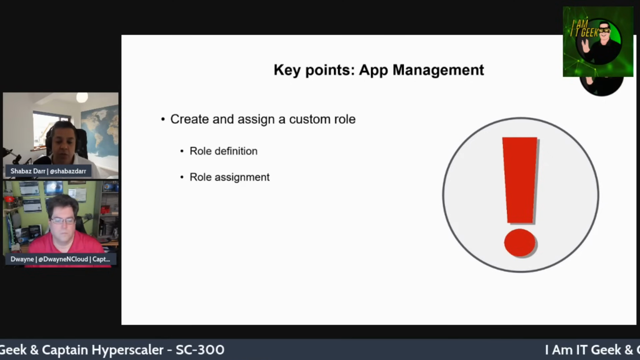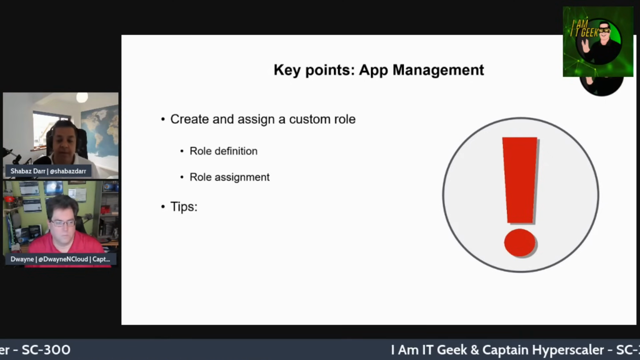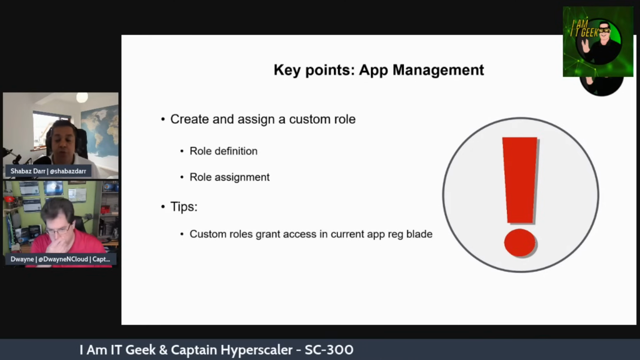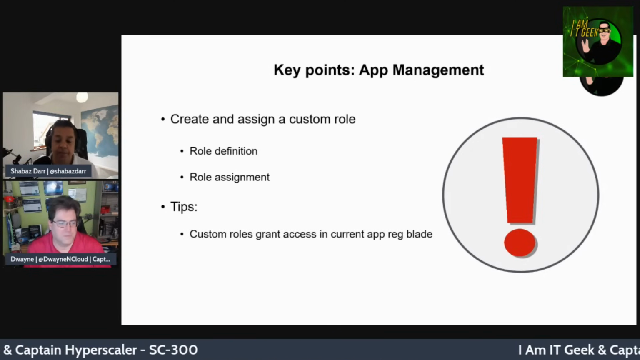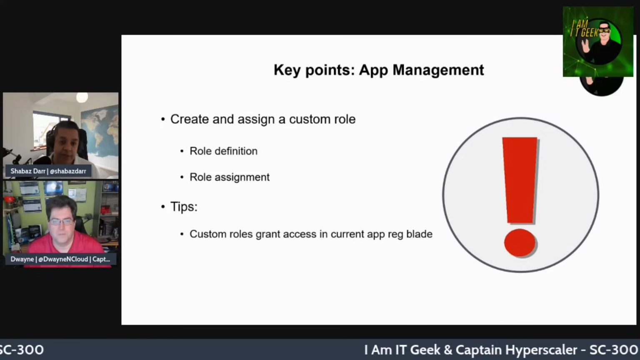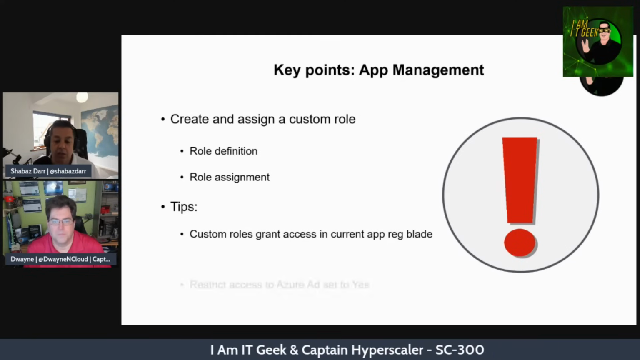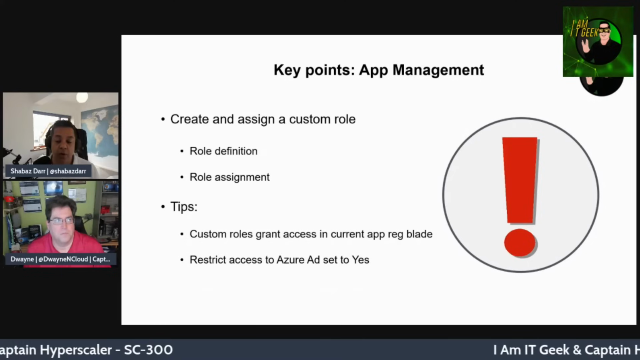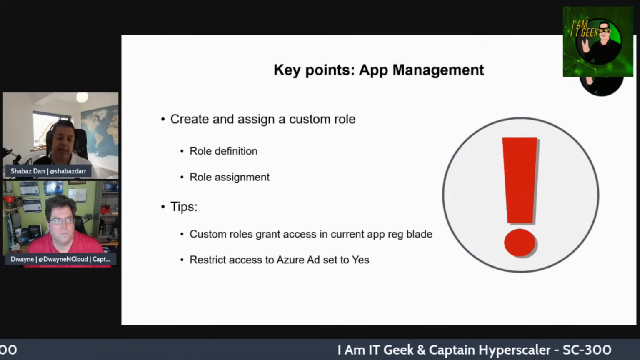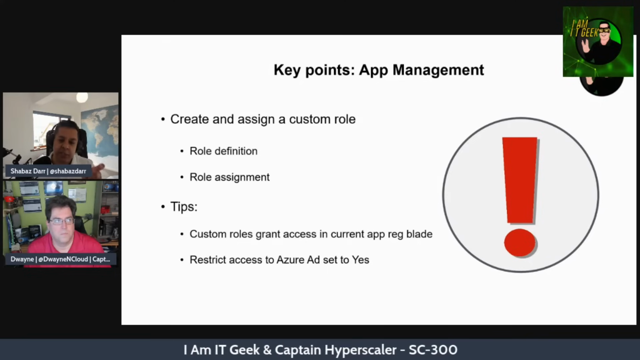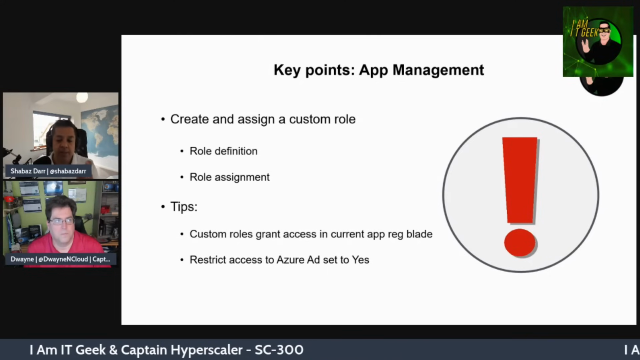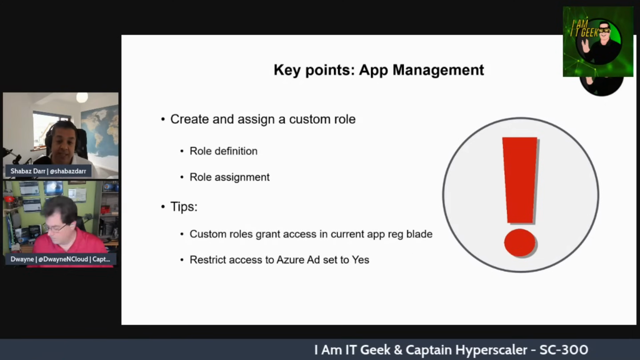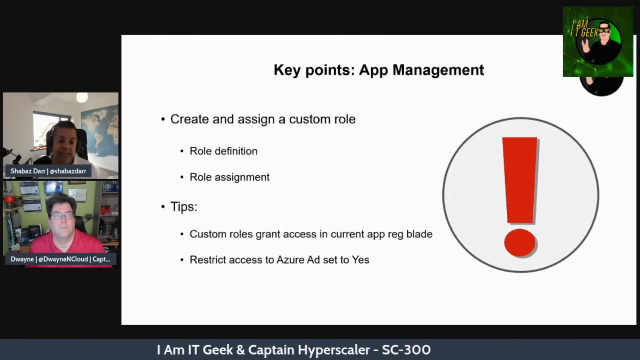Okay, a couple of tips when creating those custom roles for delegating application management. Custom roles only grant access in the most current app registration blades of the Azure AD portal. They don't grant access in the legacy app registration blade. Custom roles also don't grant access to the Azure AD portal when the restrict access to Azure AD administration portal user setting is set to yes. There's a setting within the user settings, which I think we've shown in previous demos, around accessing the Azure portal. If that's set to yes, then custom roles don't grant access to that Azure AD portal. So be wary of that and make sure you check it if you're having problems.